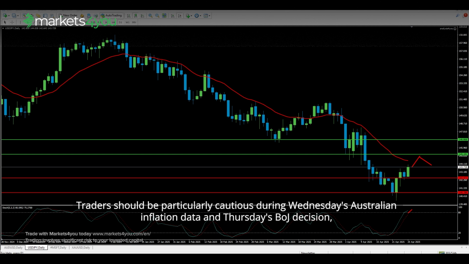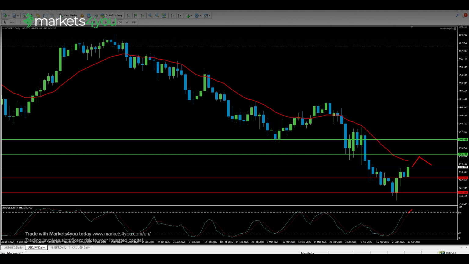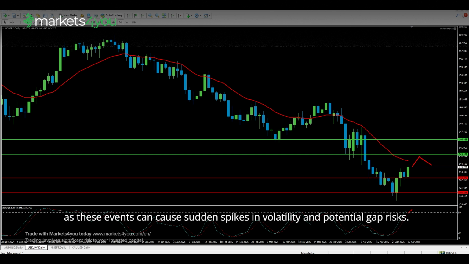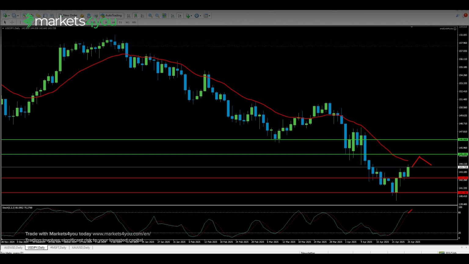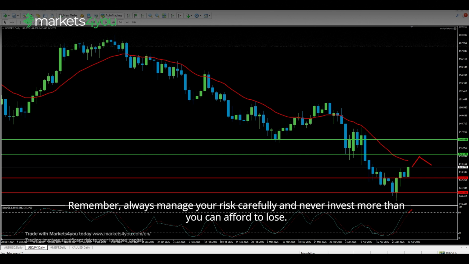Traders should be particularly cautious during Wednesday's Australian inflation data and Thursday's BOJ decision, as these events can cause sudden spikes in volatility and potential gap risks. Remember, always manage your risk carefully and never invest more than you can afford to lose.